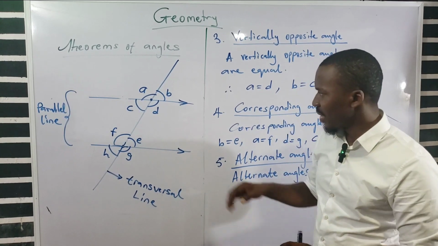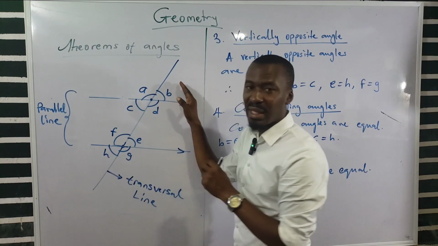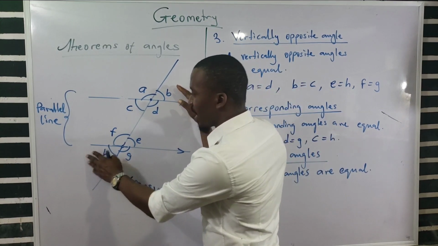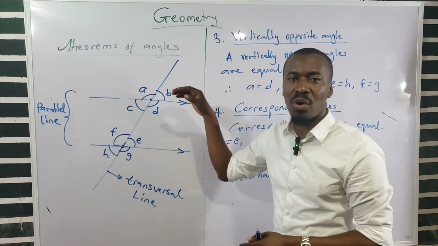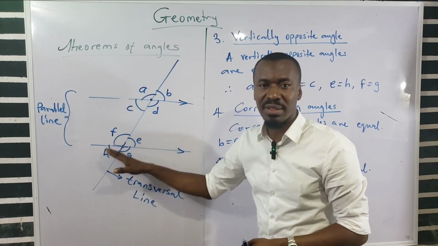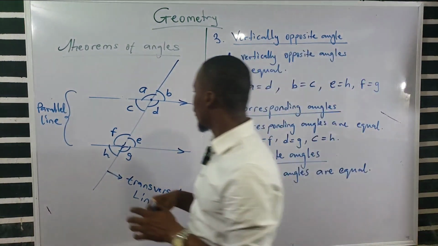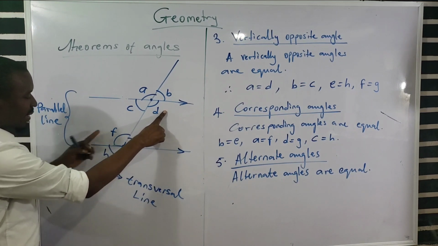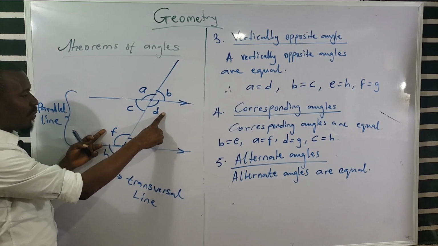What does that mean? If this angle is on the left hand side here, the angle that it will be alternate to is going to be at the right hand side. If this one is facing upwards, the angle that is going to be alternate to it is going to face downwards. So if you look at that very well, you will notice that D and F are alternate.